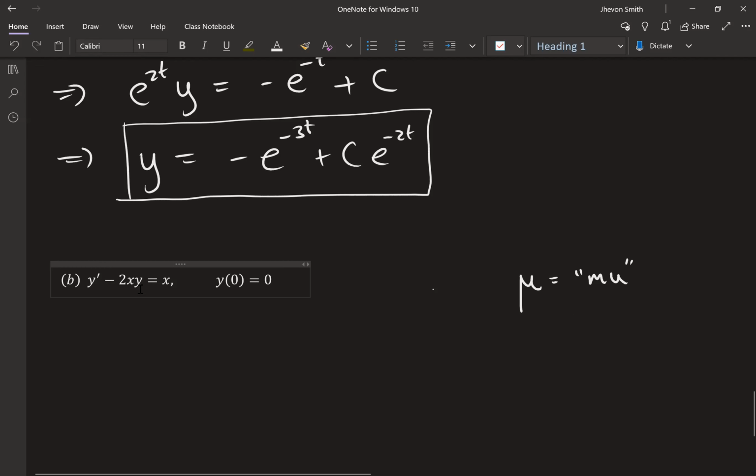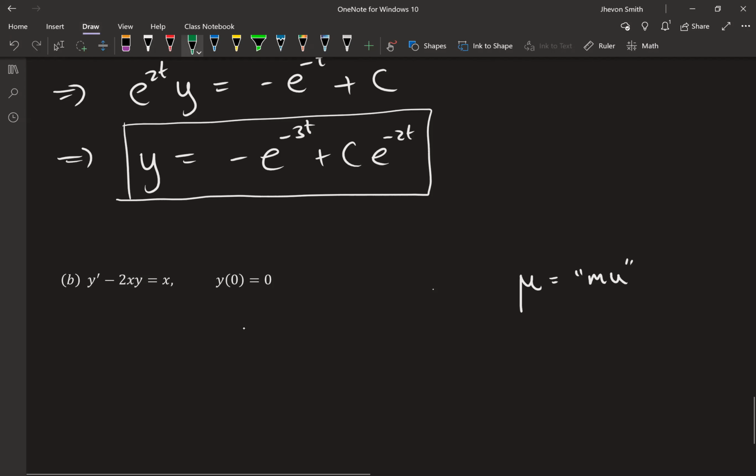So, all right, Eugene says mu is e to the integral of, right. So here, you realize that this is a first order linear ODE. You can also realize this one is actually separable. By the way, this is separable.